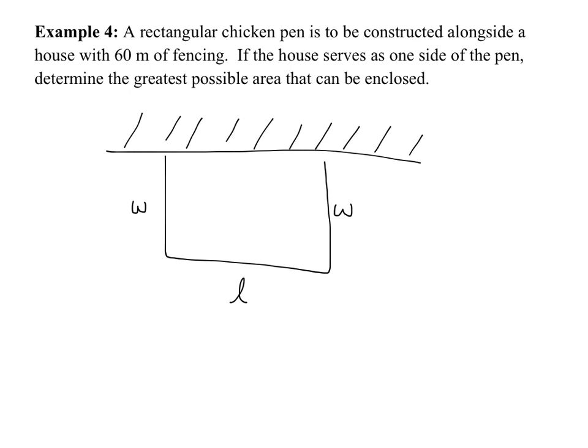So in this problem, what equation can I write already from the given diagram and the fact that we only have 60 meters of fencing to use? What could I write? LW equals 60. LW, that's area, right? LW equals 60 would mean that the area equals 60, right? 2W plus L equals 60. 2W plus L equals 60, perimeter, right? Yeah.